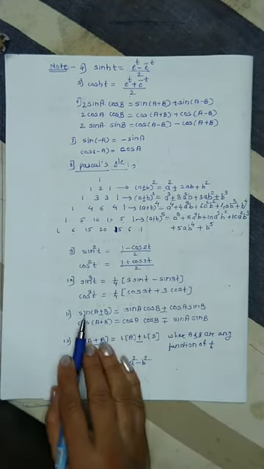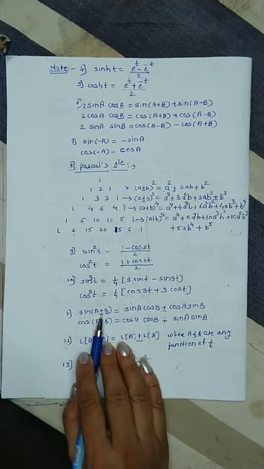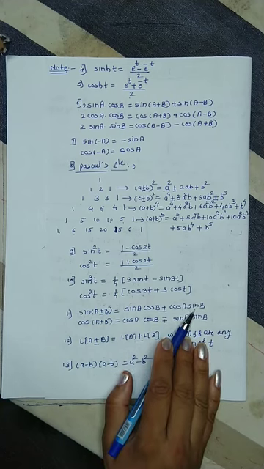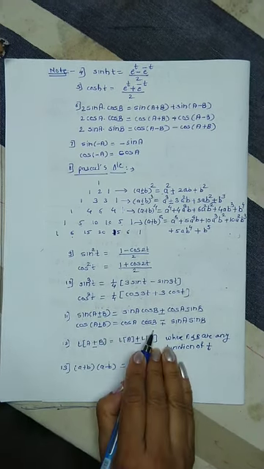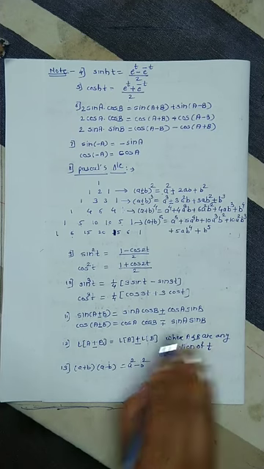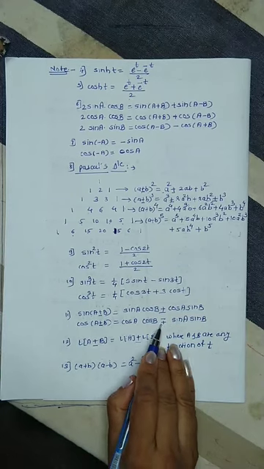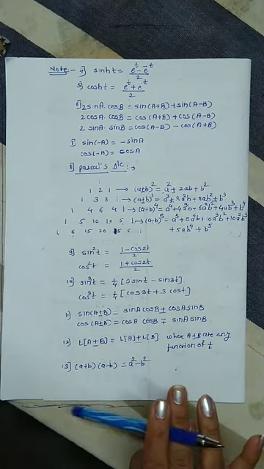Okay, for sin(a plus b), it is sin a cos b plus cos a sin b. Similarly for minus, sin(a minus b) is sin a cos b minus cos a sin b. Cos(a plus b) is cos a cos b minus sin a sin b, and cos(a minus b) is cos a cos b, just the opposite sign, plus sin a sin b.